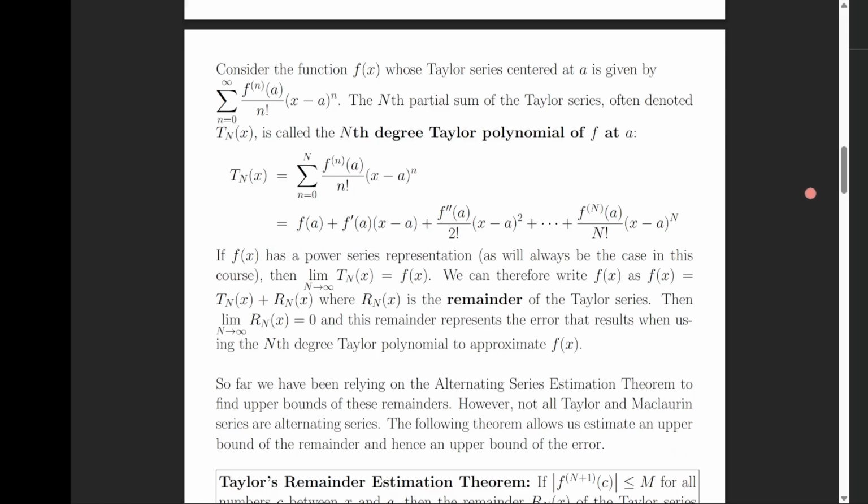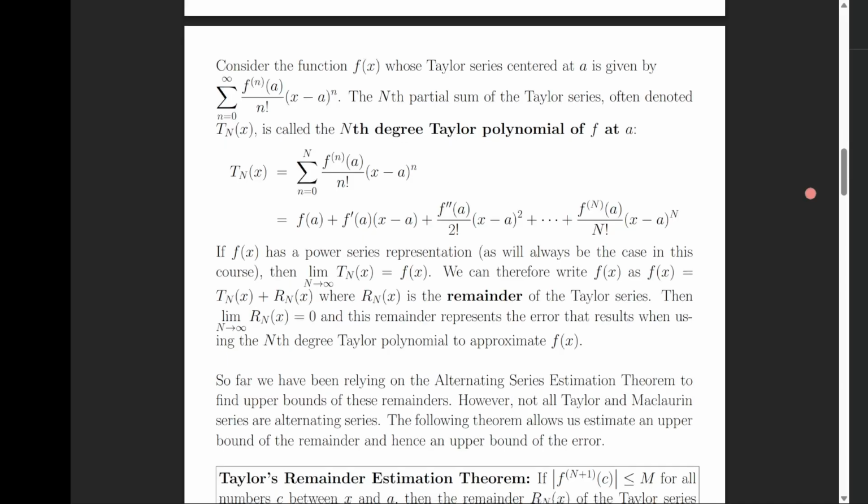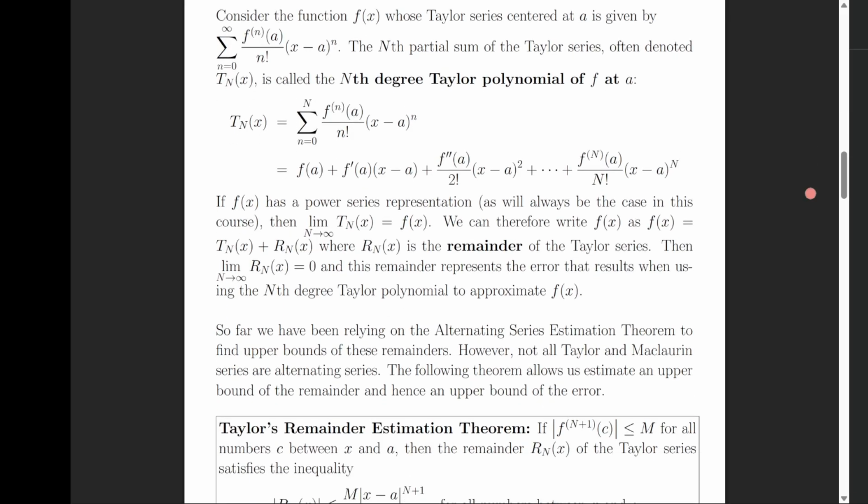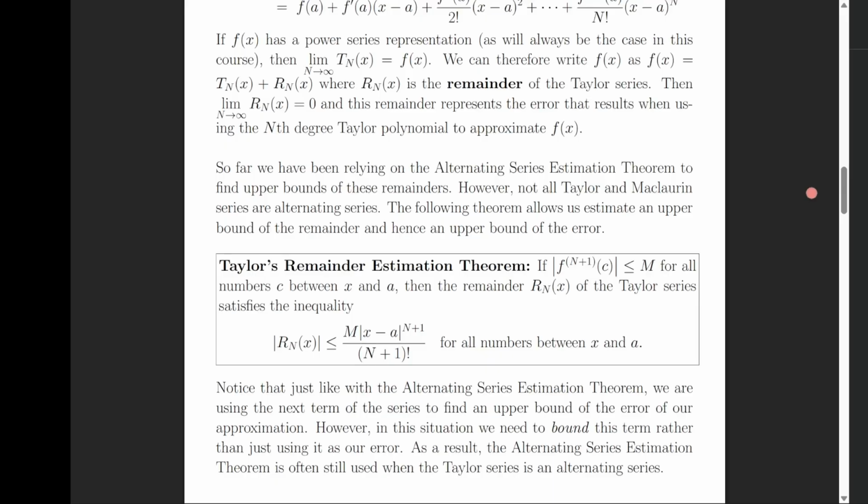Okay, next one. This is a bunch of text. You probably read this. Here, I'll let you pause it if you want to read it. But basically, this is going to be the next theorem. And I think you do have to memorize this equation right here. So you want to remember this one and then this one right here.